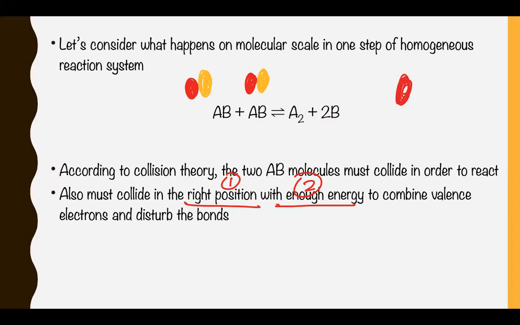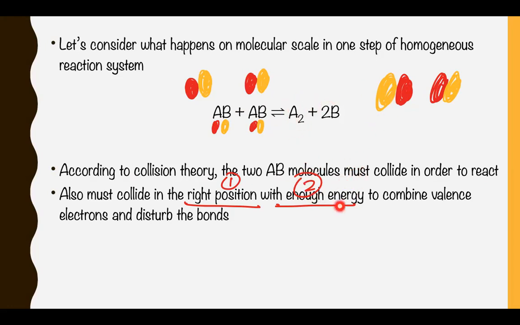Let's say I've got, here's A, B, and A, B. Now, if these 2 hit in this arrangement, because A is the red one, B is the yellow one, if they hit in this orientation, it is possible that a reaction will take place because one of the possible products is A2. So if these 2 molecules hit each other in this position, they're in the right orientation or the right position to create one of the products.